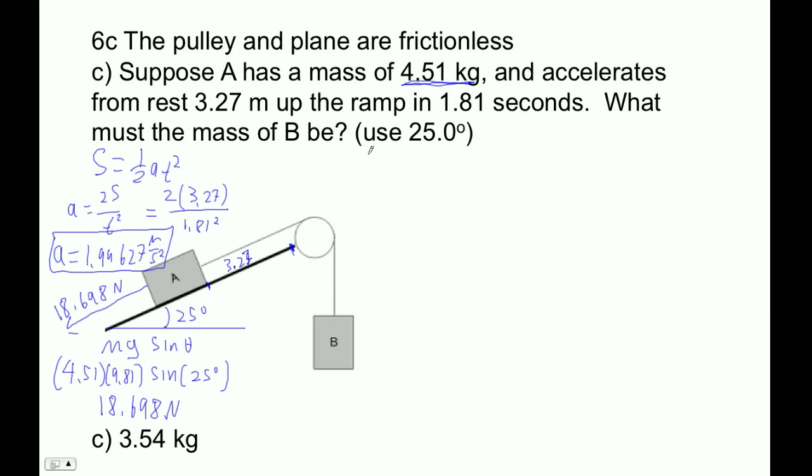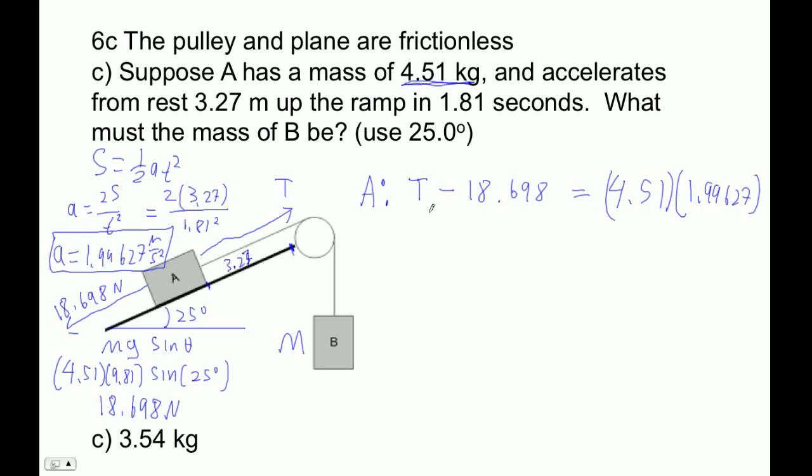Wow, what do we do? Let's just keep going. Let's pretend like we know what we're doing. The problem is we don't know the mass of this guy. So for A, F equals ma looks like this. It's accelerating this way, so here's our tension. So it's tension minus 18.698 equals 4.51 times our acceleration, 1.99627. Ooh, that's good. We can solve that for t. Okay, this is looking up. Looks like we're going to be able to do this.